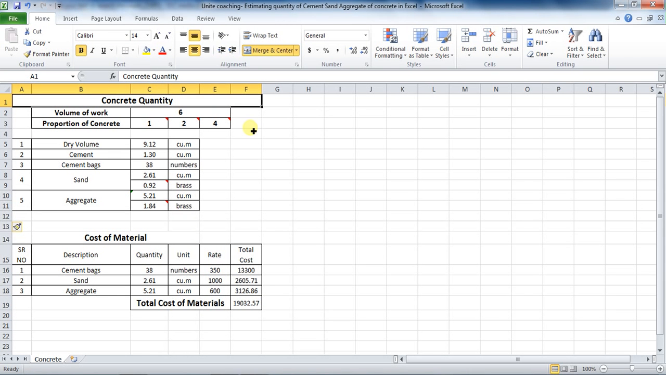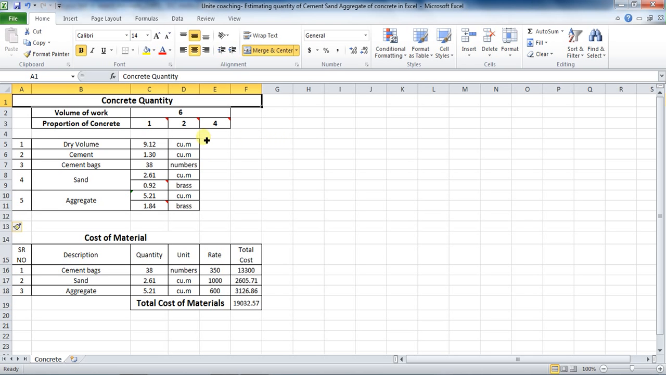In this tutorial, we are going to learn the process of estimating concrete and the quantity of cement, sand and aggregate for the same in Microsoft Excel. As you can see here, I have already made the steps in Excel and I have calculated the quantity of material. I will explain it in detail.